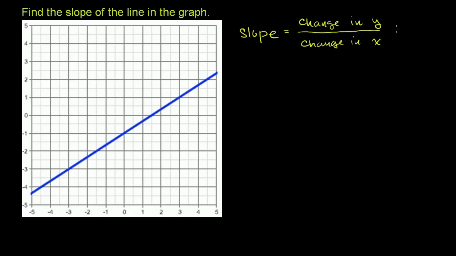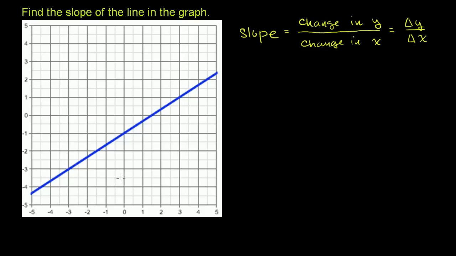And sometimes you might see it written like this. You might see this triangle, that's a capital delta. That means change in y over change in x. That's just a fancy way of saying change in y over change in x. So let's see what this change in y is for any change in x.